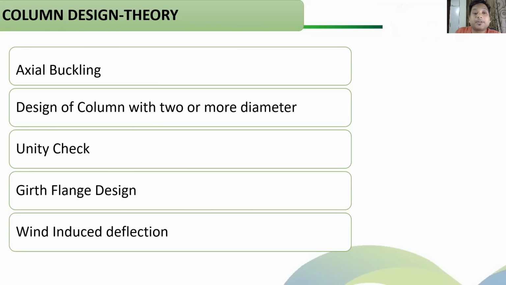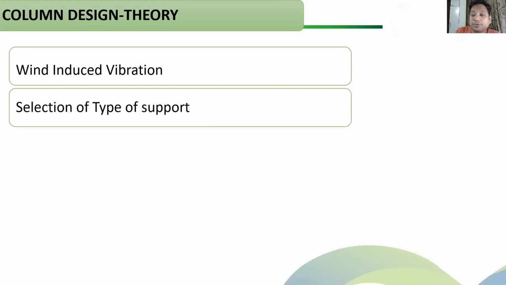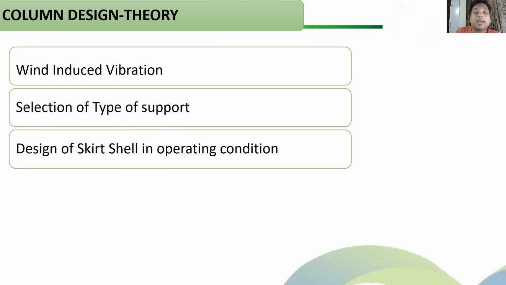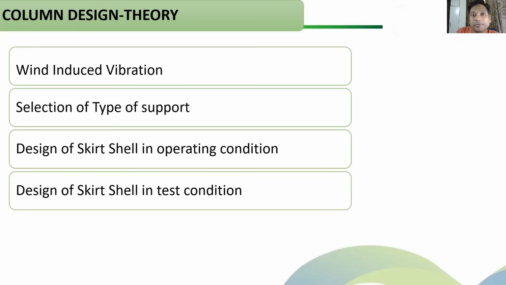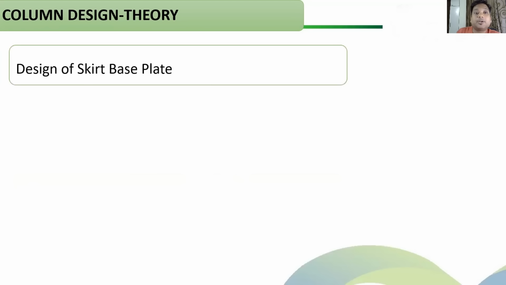Then we'll see wind induced deflection. We'll also see wind induced vibration happening in the column. We'll also see the different types of support we can provide and how to select the type of support. Mainly we use skirt support. If skirt supported, how will the skirt be designed for operating condition, and how will it be designed for test condition? And then the attachment of the skirt with the head is also a very critical weld. So how to design that, we'll see that also.